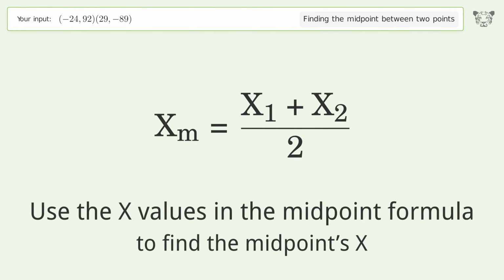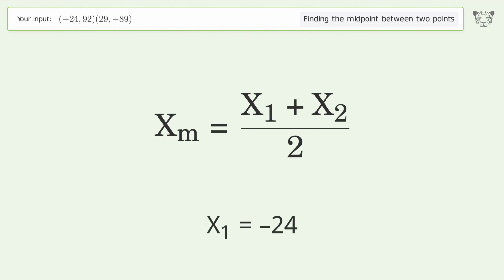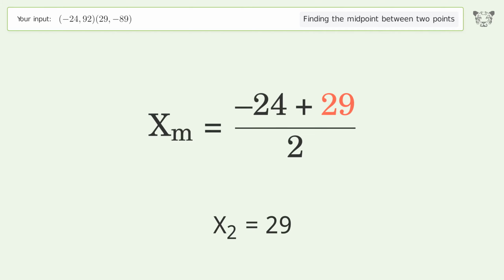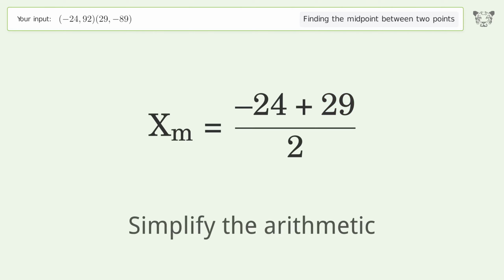Use the x values in the midpoint formula to find the midpoint's x. x1 equals -24. x2 equals 29. Simplify the arithmetic.